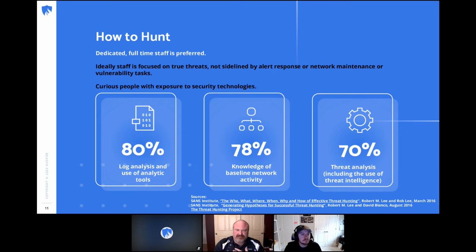You agree there? Yeah. So to a number of different points too. Number one, it is really all about the data. You're only going to be able to hunt as good as the information that you have.